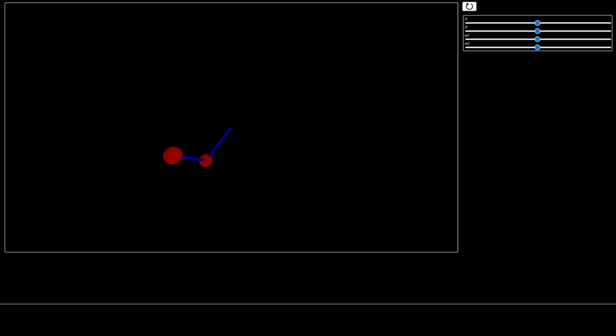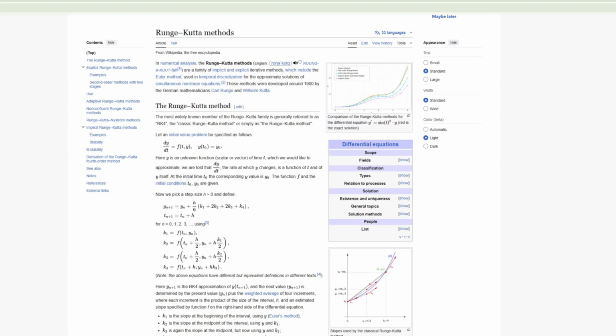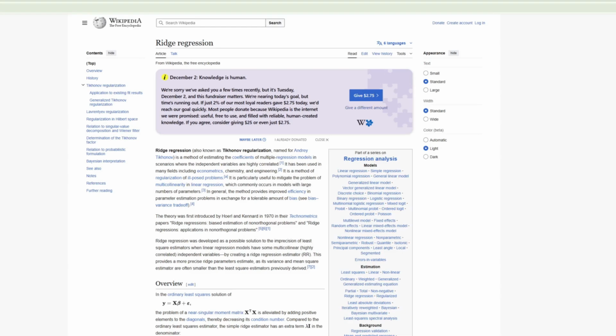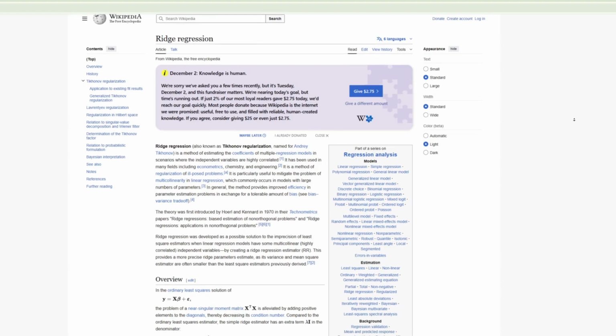1, you need to do 200 time steps per frame. 2, instead of using Euler's step, you have to use the 4th order Runge-Kutta method. And 3, you have to use Tikhonov's regularization method. This turns out to be a common problem in computational physics.